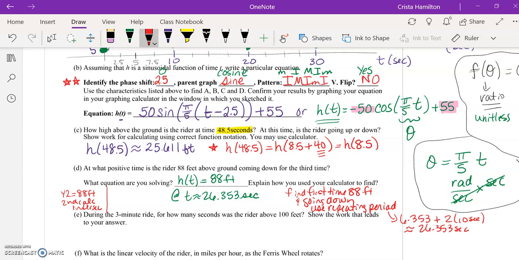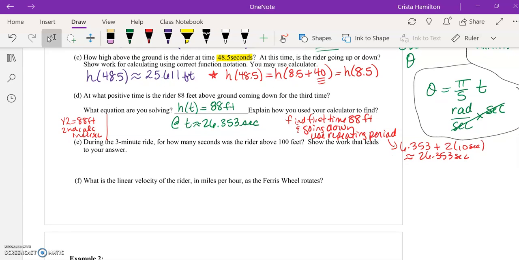All right, so now I'm going to pause. I'm going to let you think about this. So take about 30 seconds and think about, how would you tell for how many seconds was the rider above 10 feet? For how many seconds was the rider above 10 feet? What do you think that you could do using your calculator and using the graph in order to help you out?